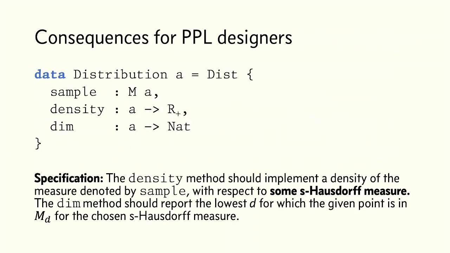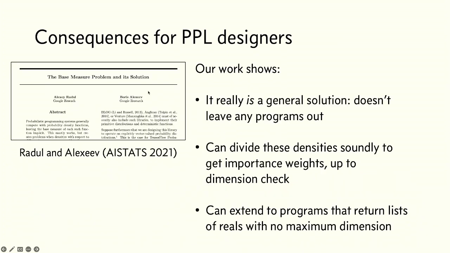So this suggests that we could have some kind of distribution interface based on s-Hausdorff measures, where the density that we use is actually this s-Hausdorff density instead of the standard density. But we'll need something else in there to help us do the dimension check. And the base measure problem and its solution paper at AI Stats 2021 that I've referred to a few times gives a nice interface for implementing that kind of thing. And what our work shows is that it really is a general solution. It doesn't leave any programs out if your primitives are PAP. We also show that we can divide these densities soundly to get importance weights up to a dimension check.